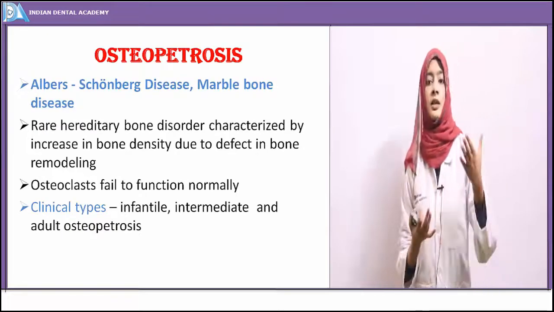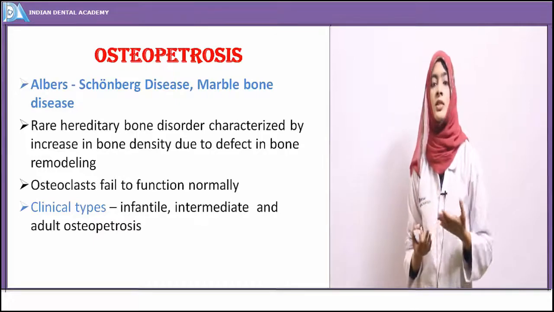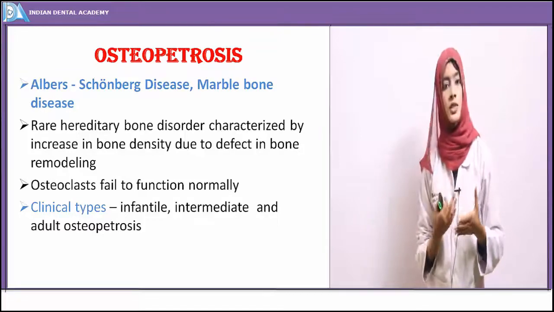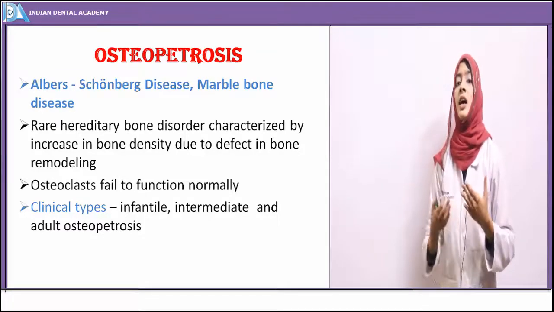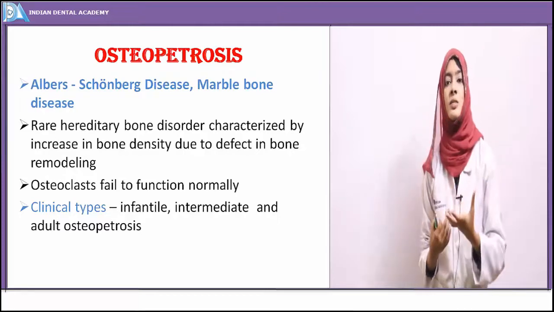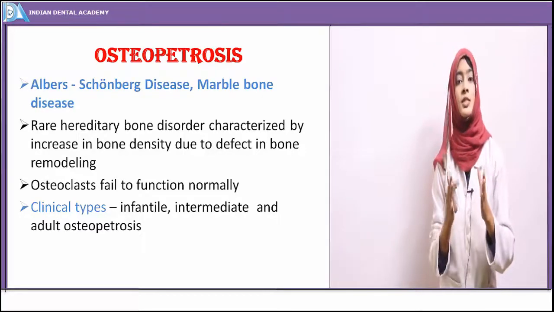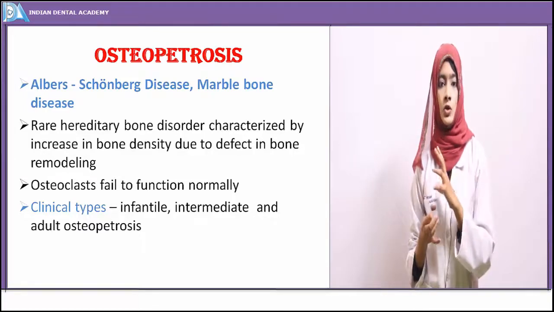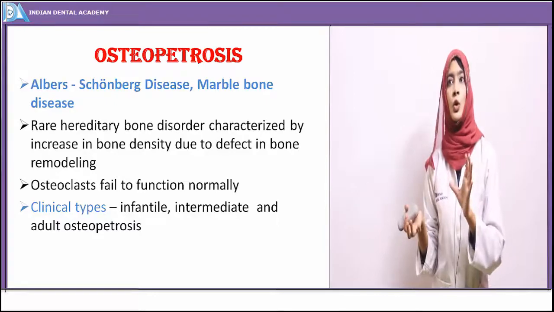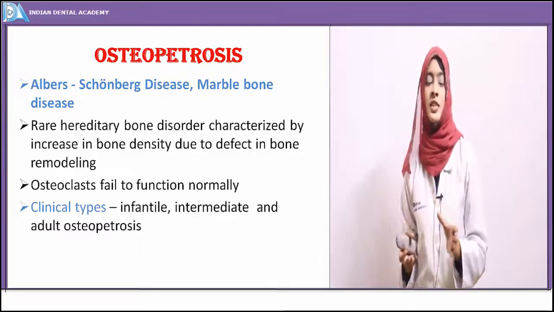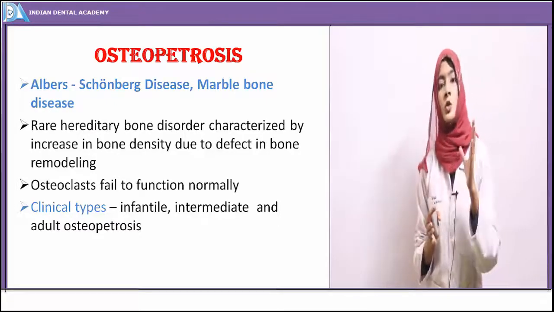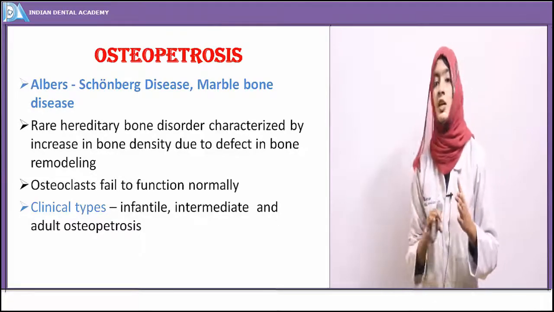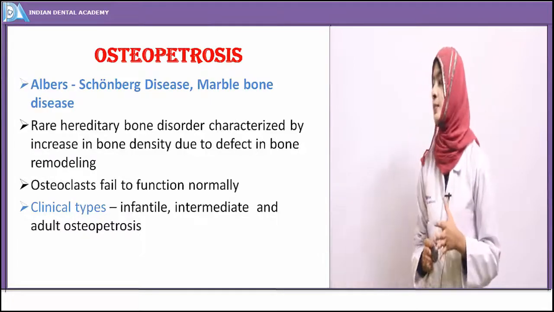So the next hereditary bone disorder is osteopetrosis. It's also known by other names, marble bone disease and Albert-Schönberg disease. Here basically there is an increase in bone mass. Osteopetrosis has to be differentiated from another commonly known disease, osteoporosis. Both show fragility of bones. Bones are fragile, but osteopetrosis shows increased bone mass, whereas osteoporosis shows decreased bone mass. So we are going to study osteopetrosis first.